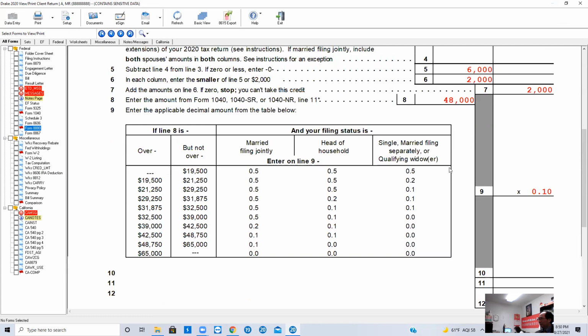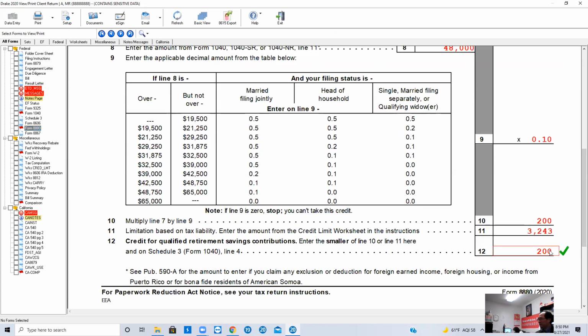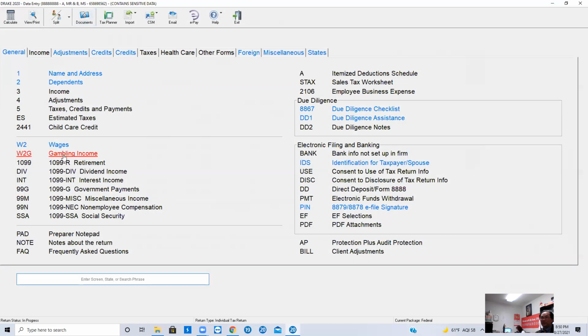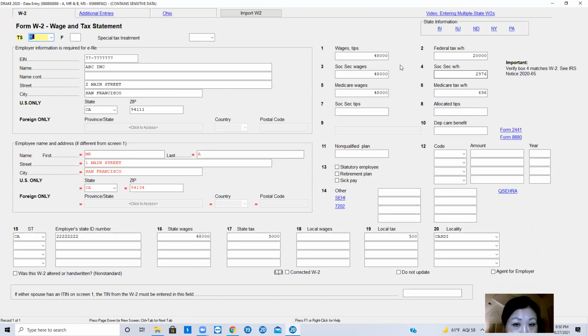Now you can see we got 200 bucks in here because as you go to head of household, you go in the middle. It goes to 48,750. We're just barely below that. Now, if you make just a little bit more, just to be fun, you make 800 bucks more.